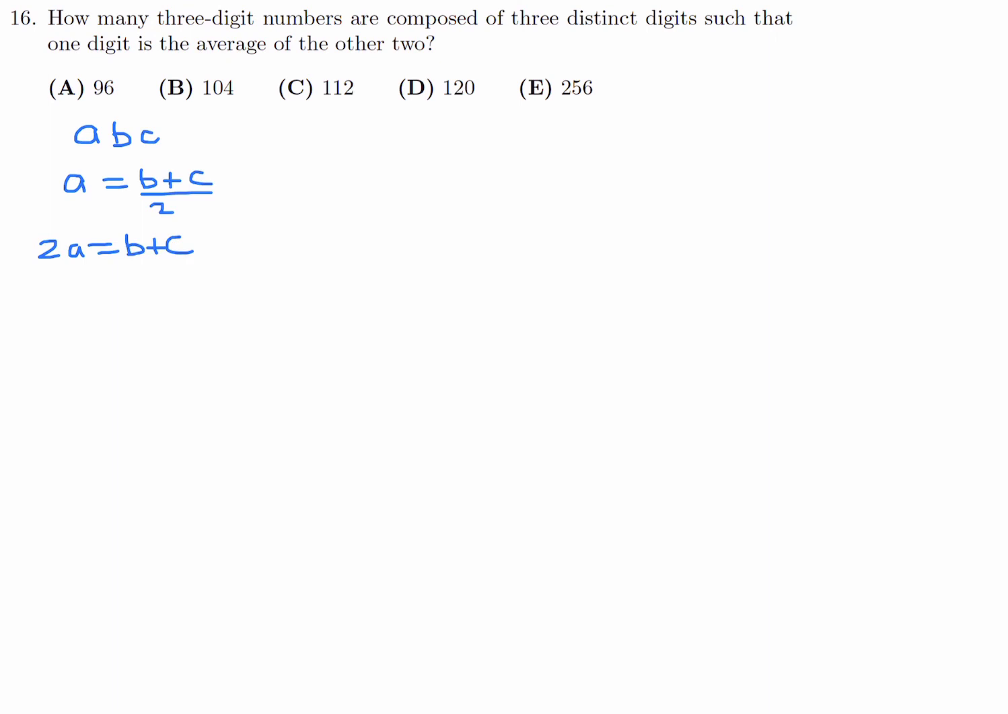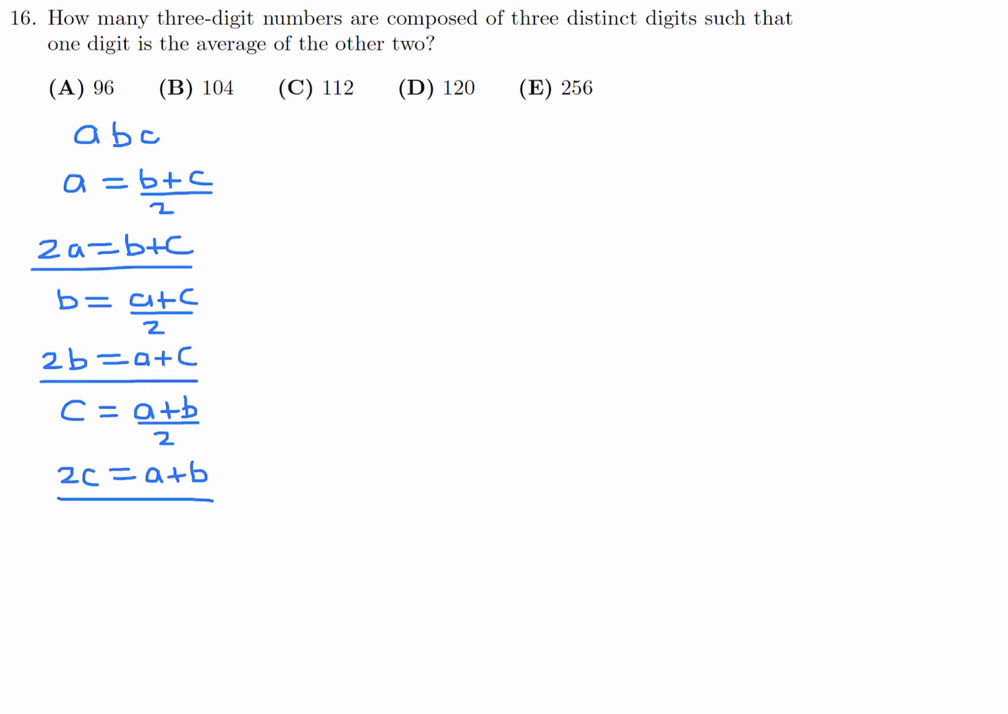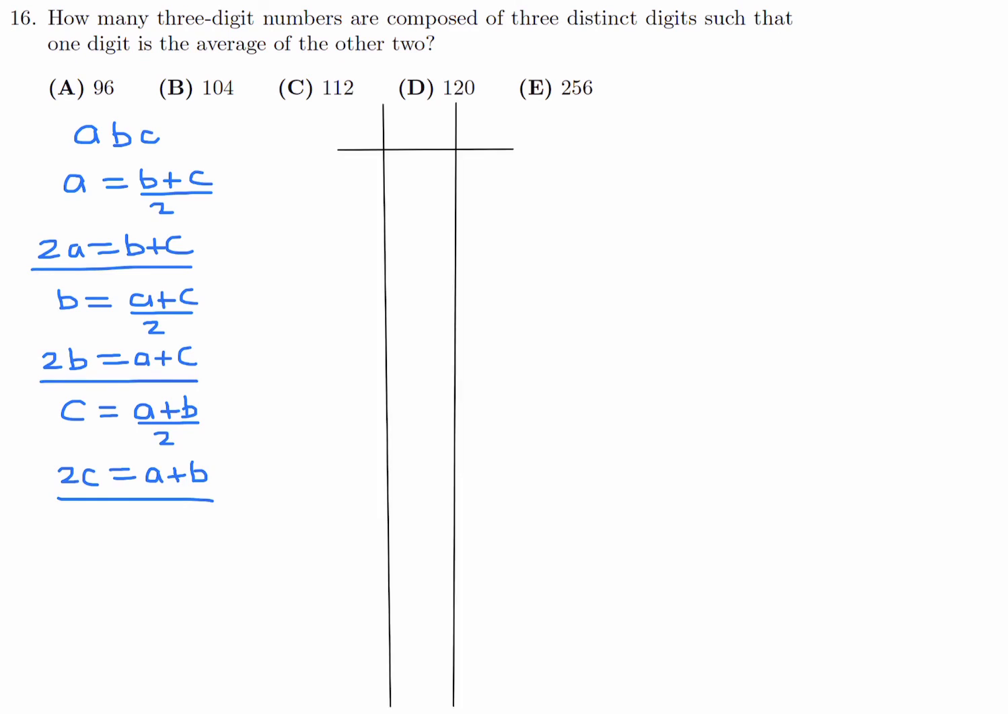Or the rule can be that B is equal to (A plus C) over 2, which would give me 2B is equal to A plus C. Or C is equal to (A plus B) over 2, which means that 2C is equal to A plus B. So those are the 3 possible ways of doing this. So let's make a table and let's see what we get.